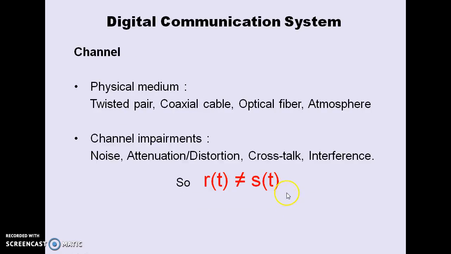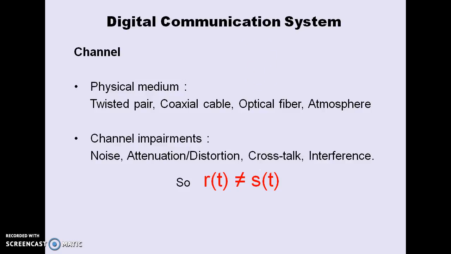So what is a channel? A channel is a physical medium. It can be a twisted pair, a coaxial cable, an optical fiber, or a wireless medium like the atmosphere. So a channel is a medium which carries the transmitted signal towards the receiver end.